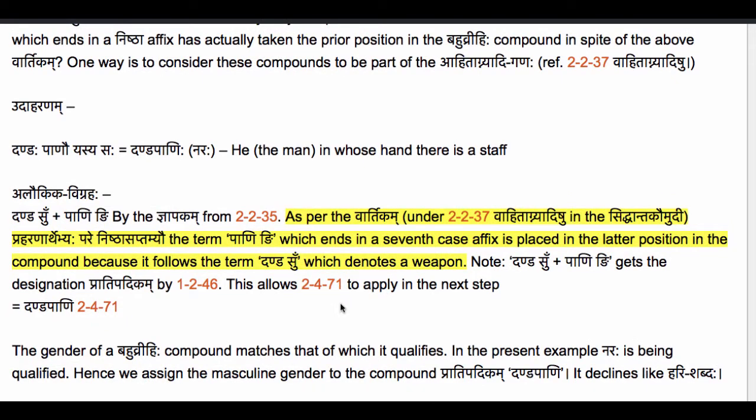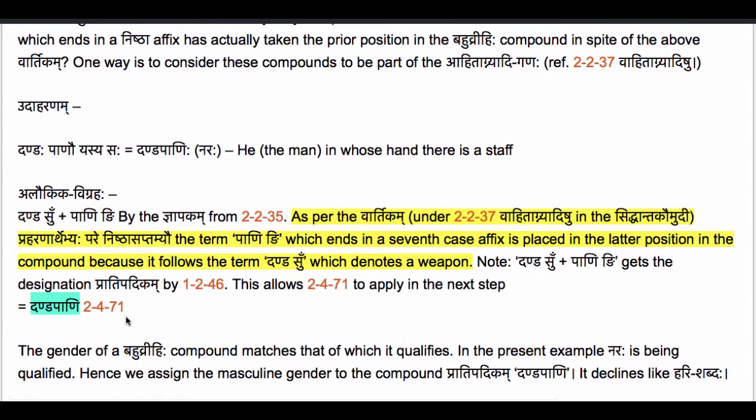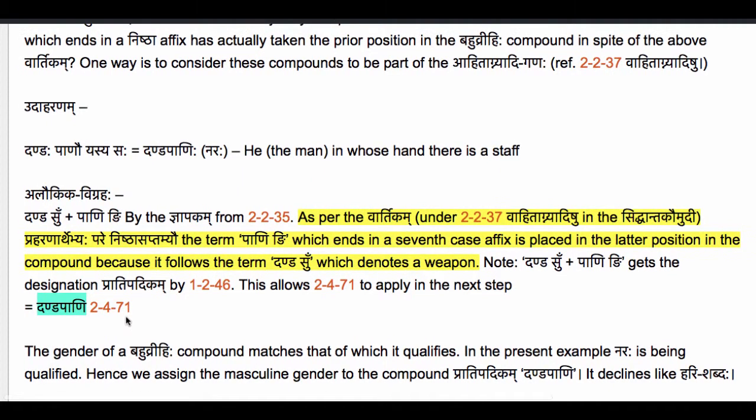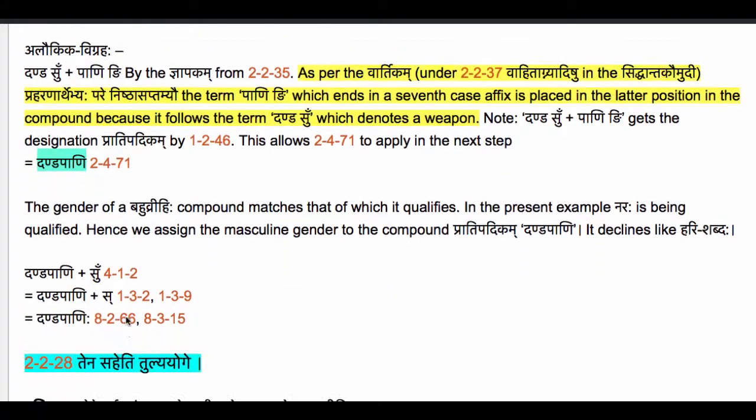And now as per the vartikam praharanarthebhyaha pare nishtha saptamyau, the term pani ni, which ends in a seventh case affix, is placed in the latter position in the compound because it follows the term danda su, which denotes a weapon. Now, danda su plus pani ni gets the designation pratipadikam by 1-2-46 krittaddhita samasascha, because we have formed a compound. This allows us to apply 2-4-71 supo dhatu pratipadikayoho to perform the luk elision on the sup affixes su and ni, which are inside the compound pratipadikam. So that's how we get the final compound pratipadikam dandapani.